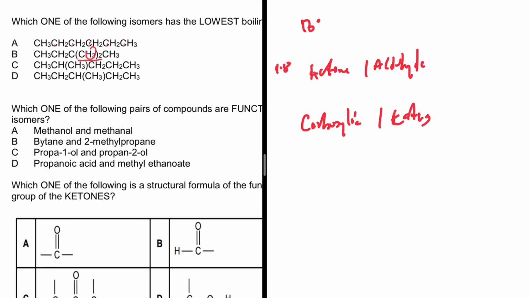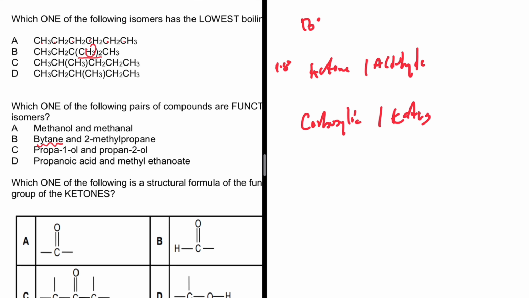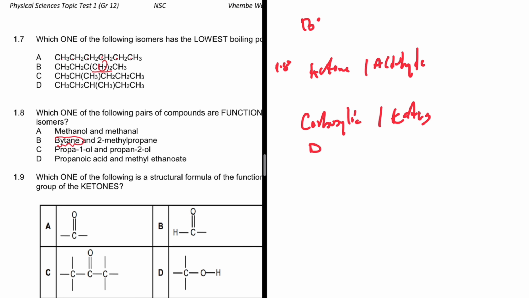So A has something to do with alcohol, so already we know that it cannot be the answer. B, I don't even know what this is, butane or something, so it cannot be the answer. And then C, propan-1-ol. What is propan-1-ol, right? Does not even exist. So clearly the answer here in 1.8 should be D, propanoic acid and methyl ethanoate. That is an acid and an ester. Both have 3 carbons. So the answer to 1.8 is D.